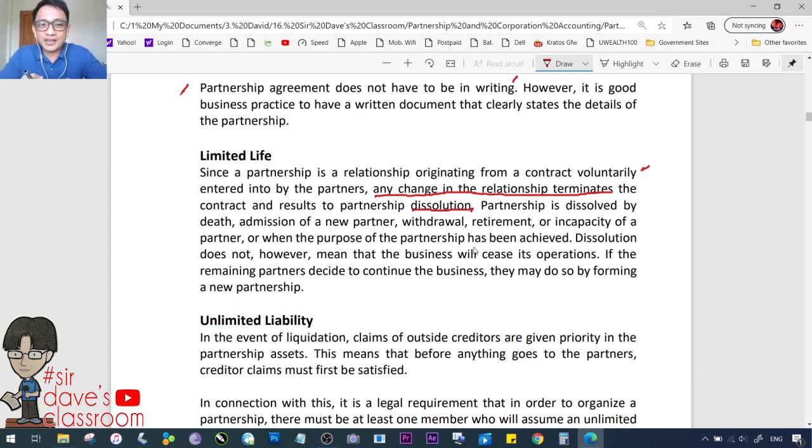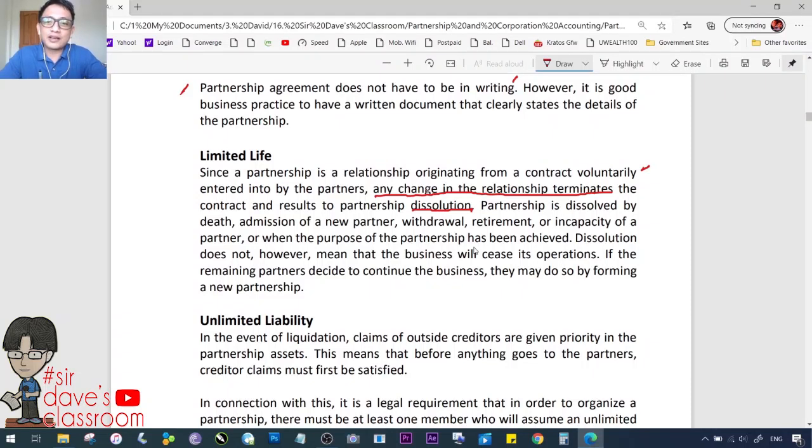During the course of our study of partnership, we'll be taking up 4 major subtopics in this very wide topic, partnership. First, partnership formation. Second, partnership operation. Third, partnership dissolution, ito yung binabanggit dito. And then, partnership liquidation. Ito yung 4 na yun. So, sabi dito, any change in the relationship terminates the contract and results in partnership dissolution.